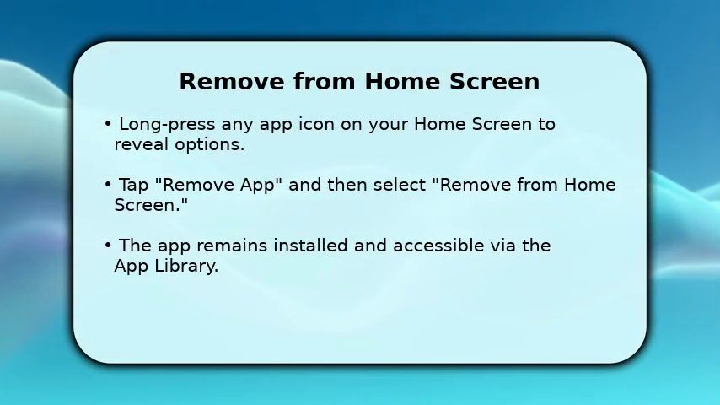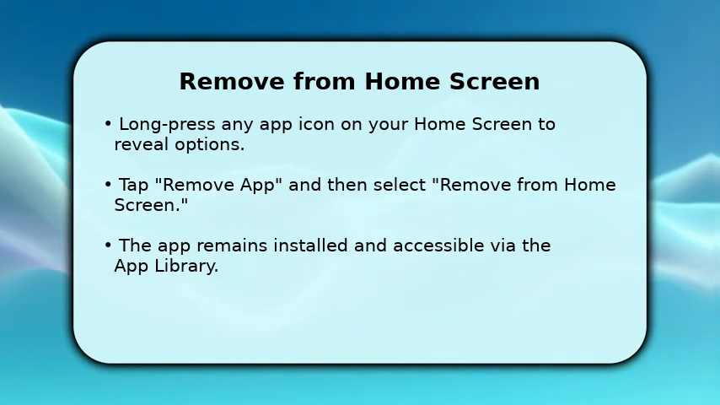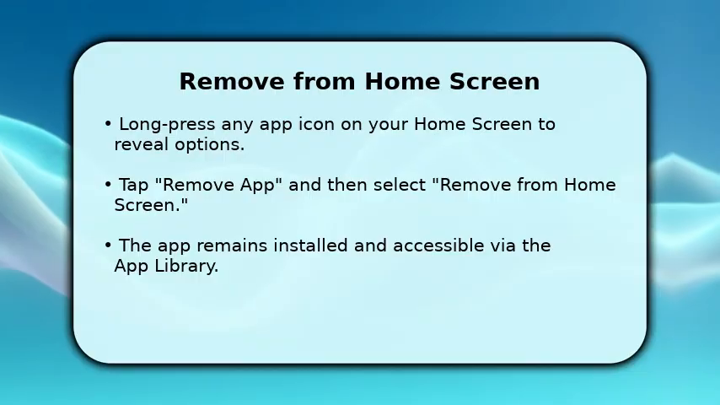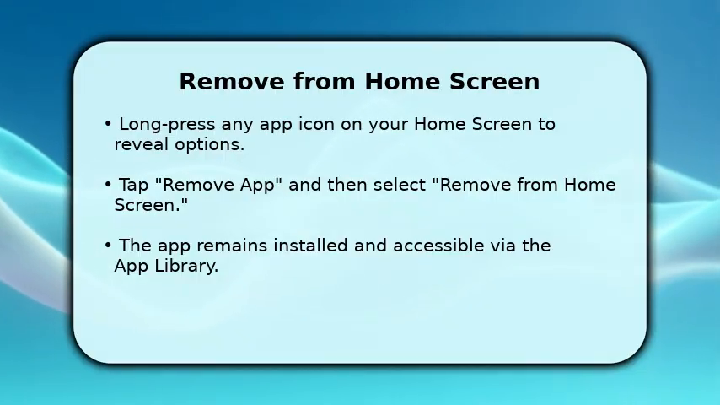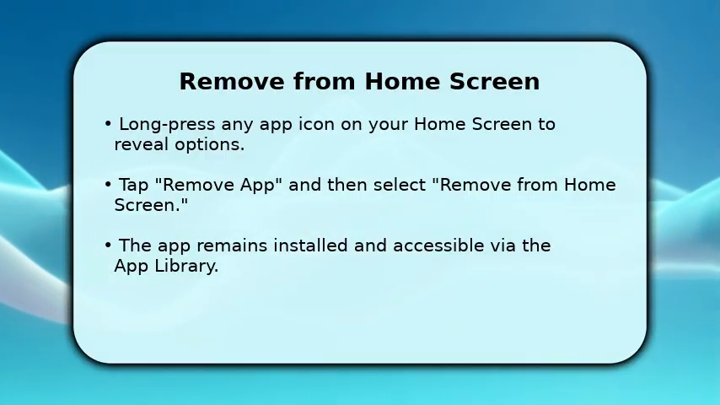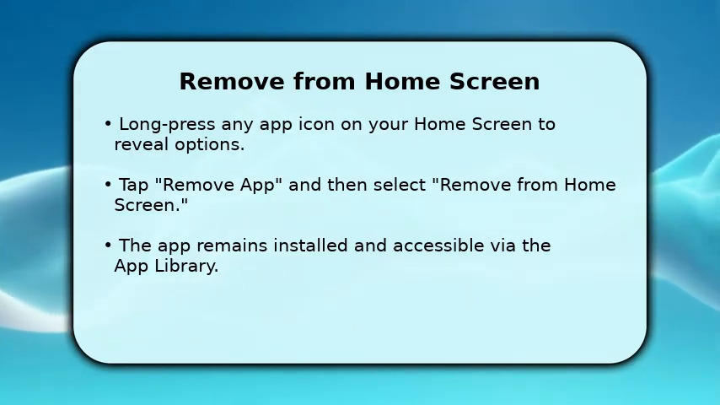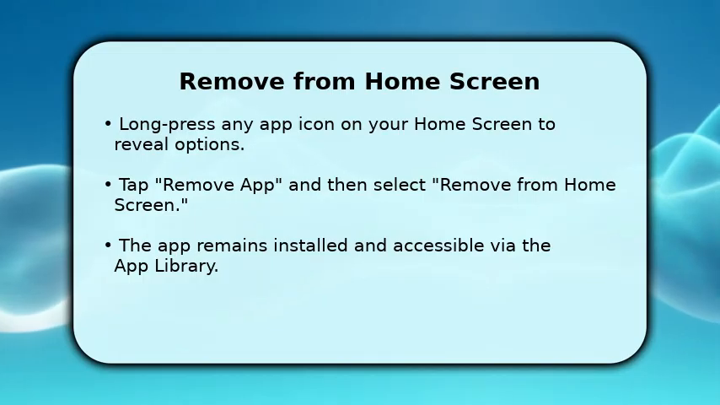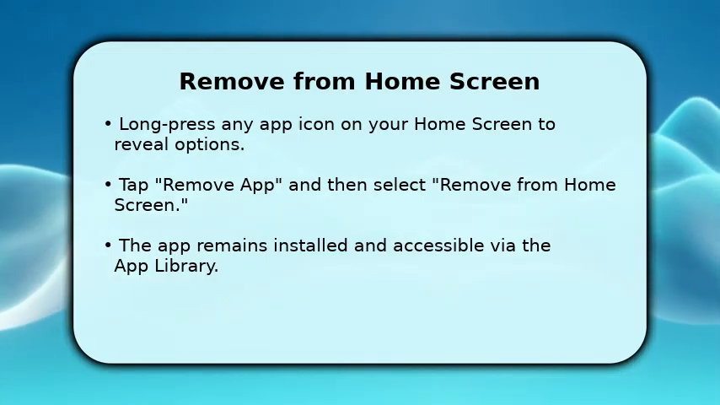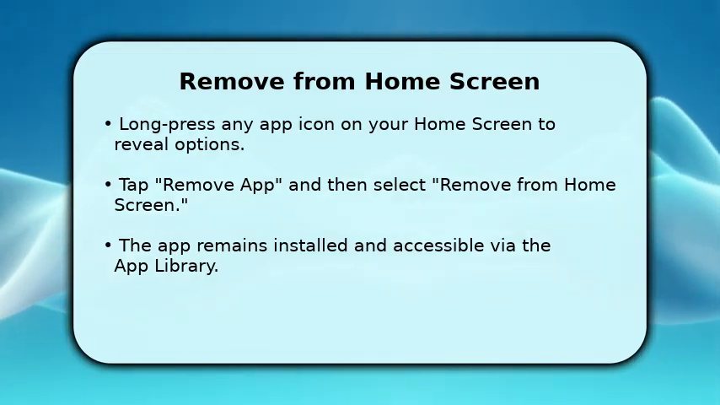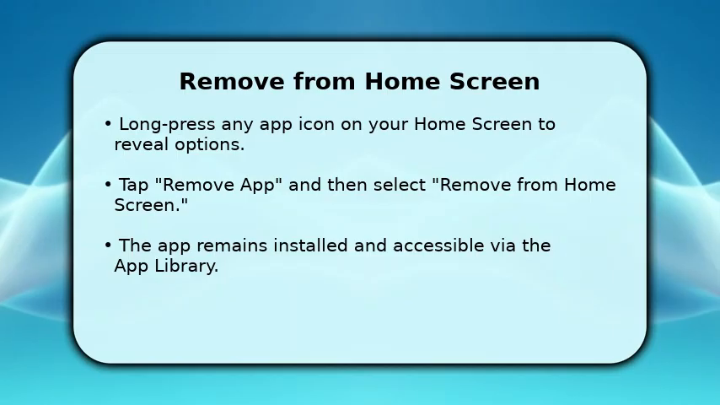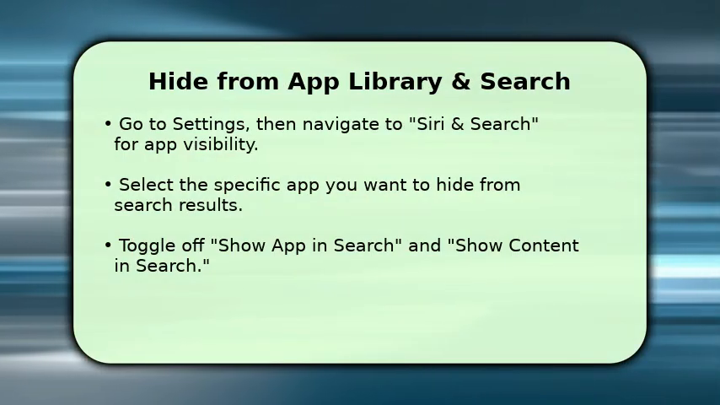To remove an app from your home screen, simply long press its icon until the context menu appears. From there, tap Remove App, and then choose Remove from Home Screen. This action moves the app solely to your app library, making your home screen cleaner and more private. The app is still fully functional and can be found with a quick swipe to the app library or by using Spotlight Search.